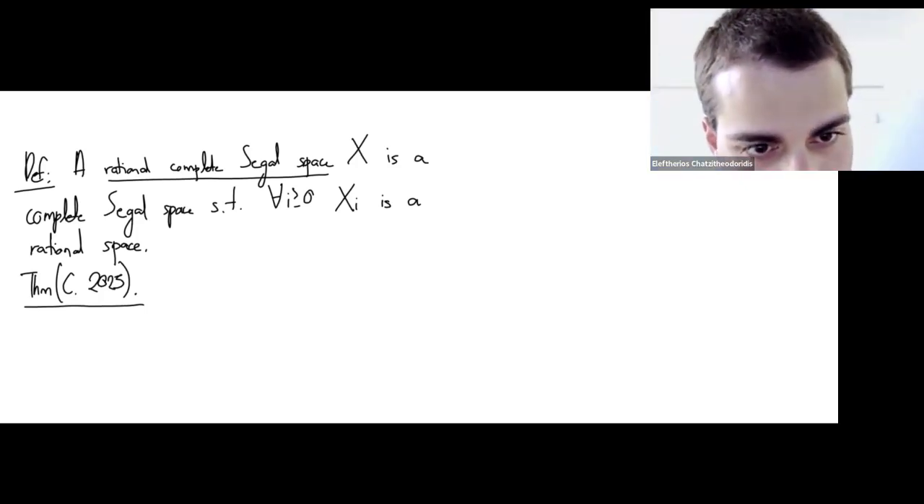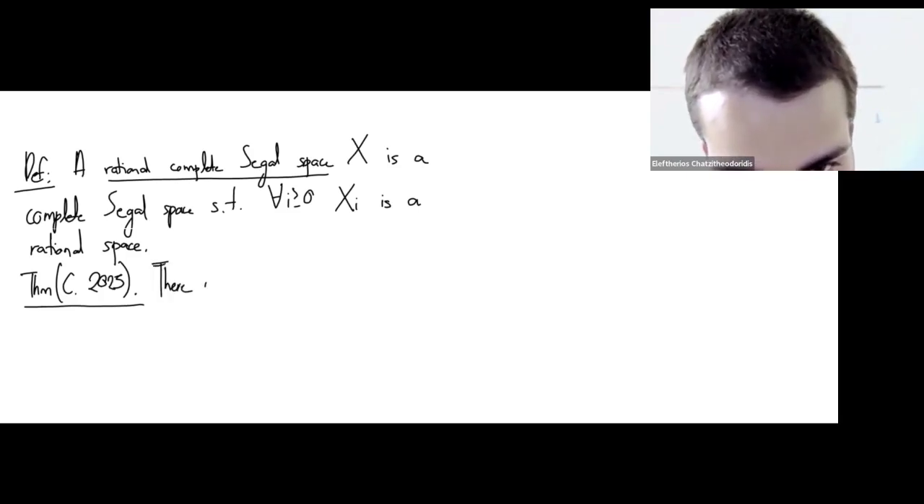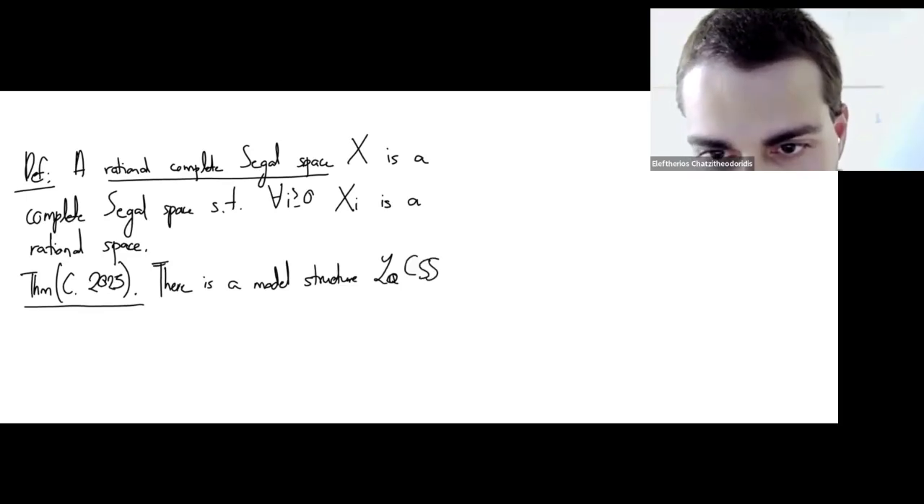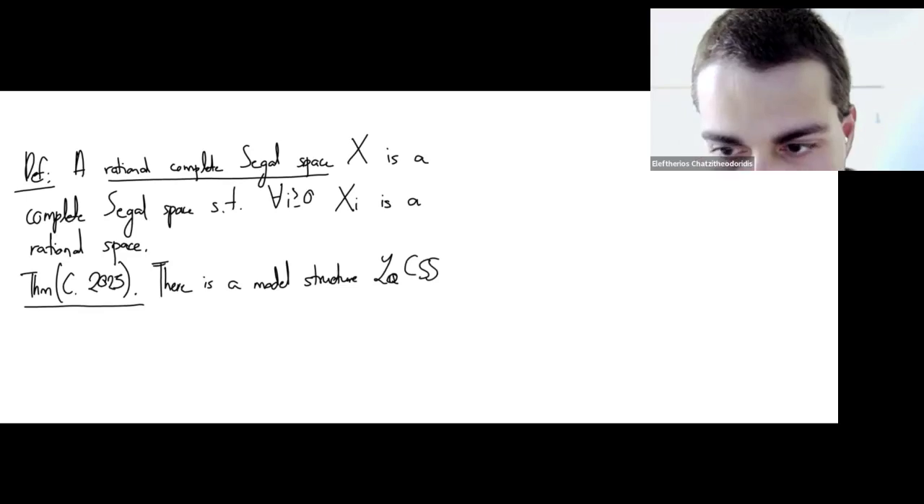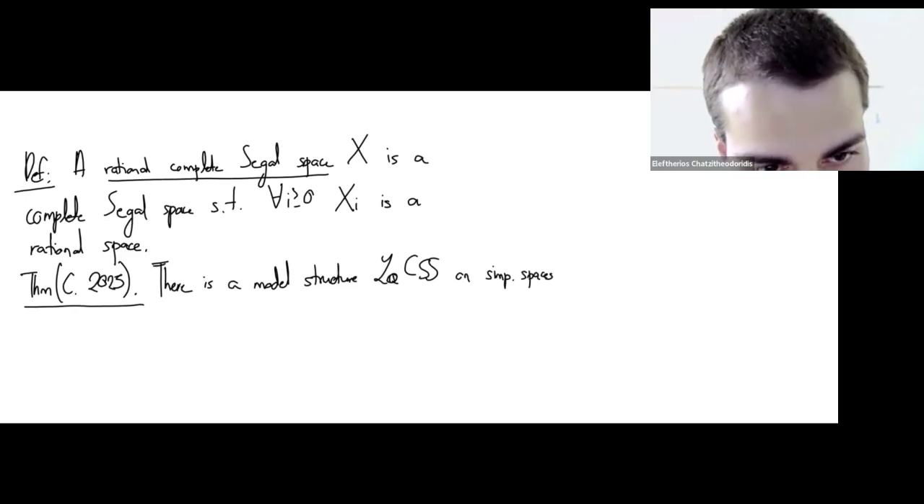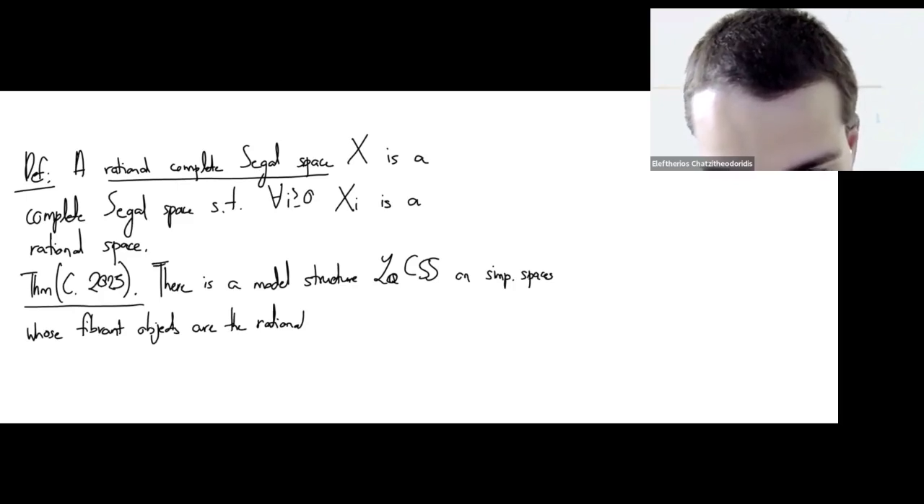In particular, I'm proving that there is a model structure, which I denote by fancy L sub Q, where L stands for Lefbowski localization, of CSS on simplicial spaces, whose fibrant objects are the rational complete Segal spaces.